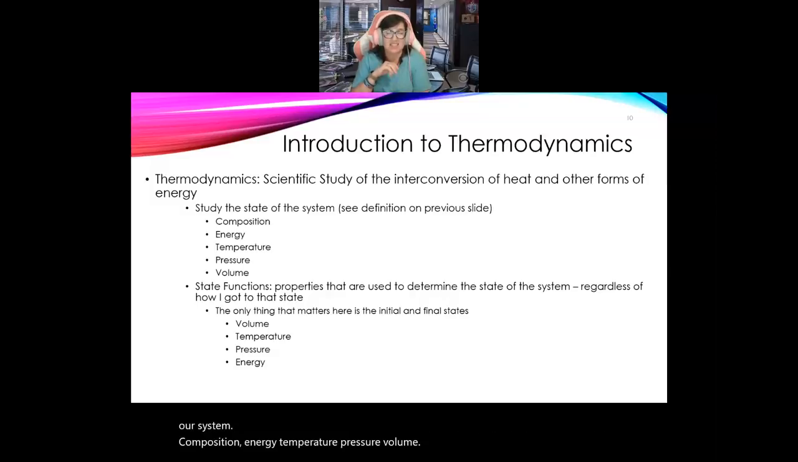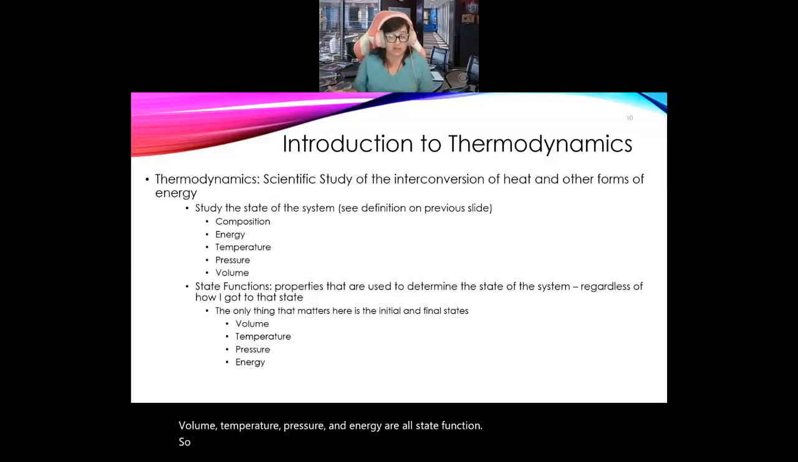And we can talk about state functions. So properties that are used to determine the state of a system, regardless of how it got to that state. The only thing that matters here is the initial and final states. Volume, temperature, pressure, and energy are all state functions. So again, it has nothing to do with the pathway that I took, only my start and my finish. That's all I care about. So those are state functions, all right?